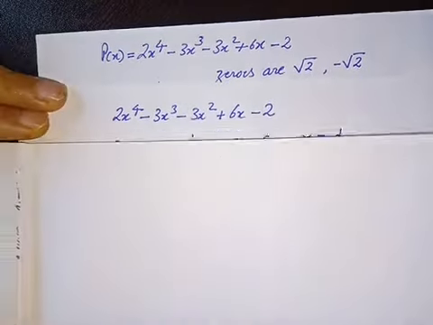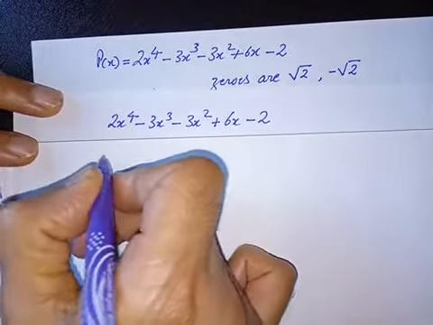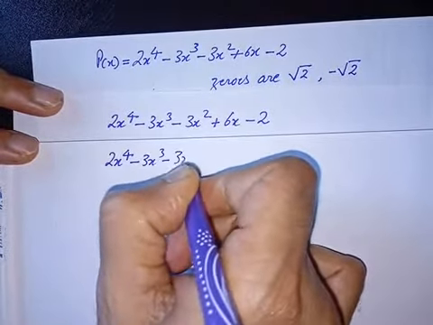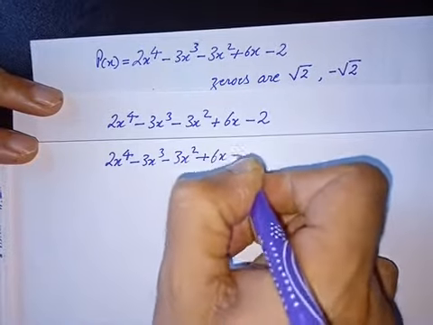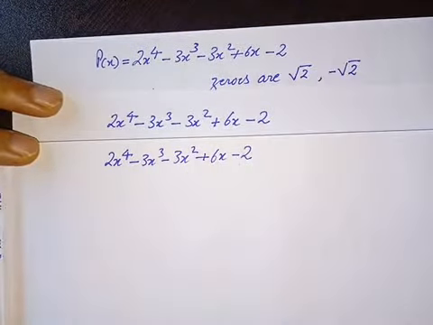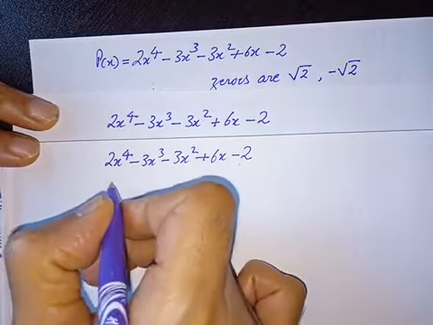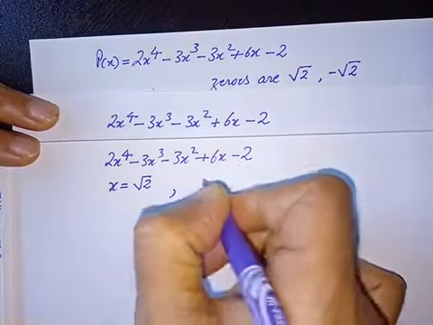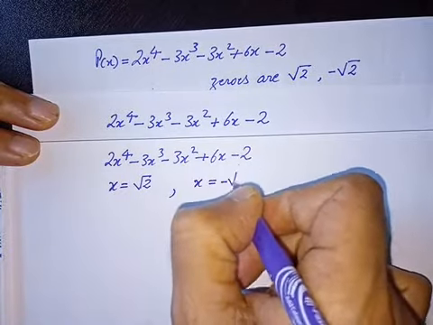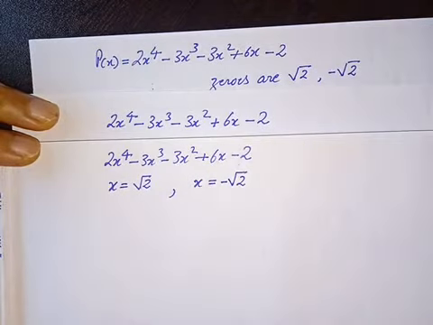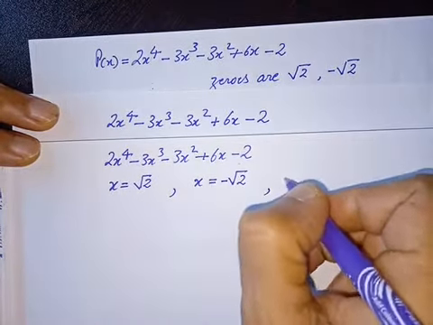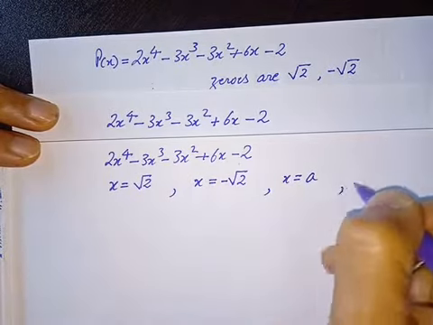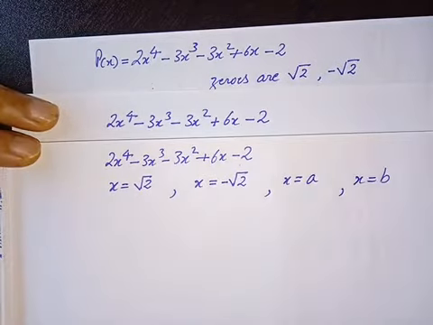Now again I am writing this polynomial: 2x to the power 4 minus 3x cube minus 3x square plus 6x minus 2. Two zeros are given to you, so let us take the first zero as x equals root 2, and the second zero is x equals minus root 2, and let the remaining two zeros be x equals a and x equals b.